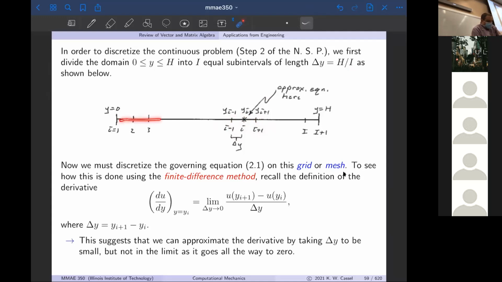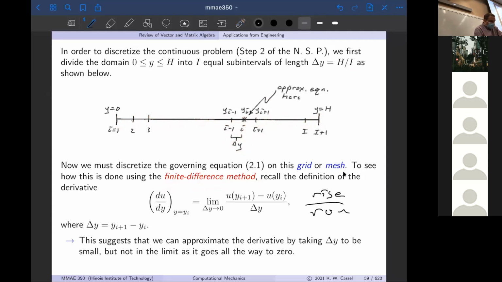So this defines what's called the grid or the mesh. Okay, these intervals, that is the grid or the mesh. We use those two terms interchangeably, synonymously. This is what's called a finite difference method because I'm going to take differences, I'm going to subtract over finite lengths, which are these little delta y's. This is just rise over run.